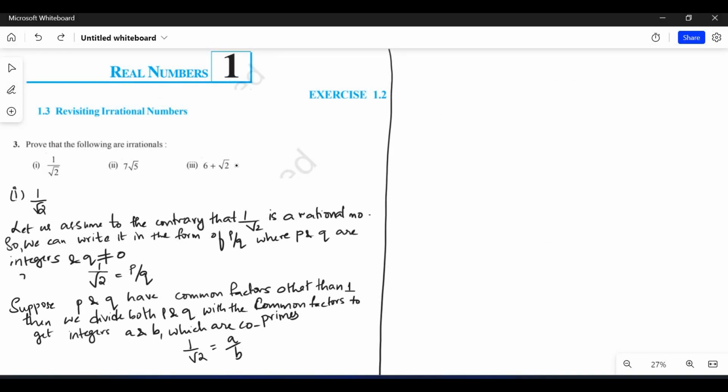Question number 3. Prove that the following are irrational. So first question, 1 by root 2. So we are proving this by the technique called proof by contradiction. So let us assume to the contrary that 1 by root 2 is a rational number. So we can write it in the form P by Q, where P and Q are integers and Q not equal to 0 since it is a rational number. So we can write 1 by root 2 is equal to P by Q.